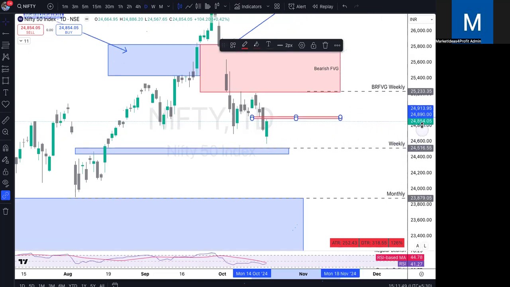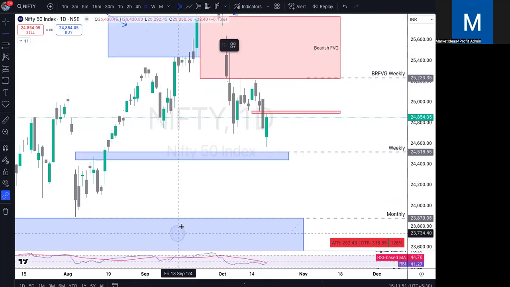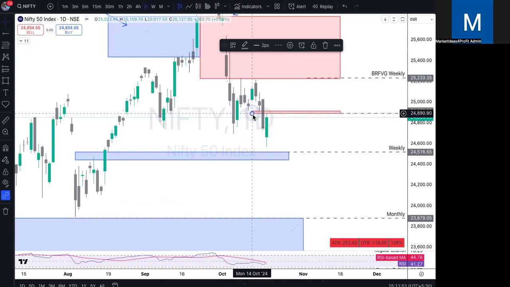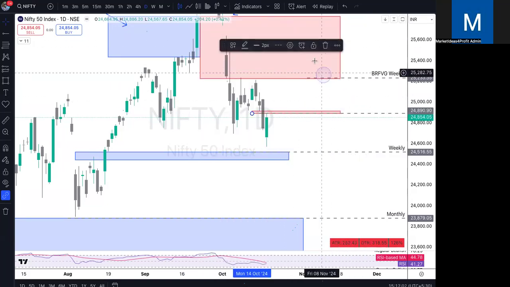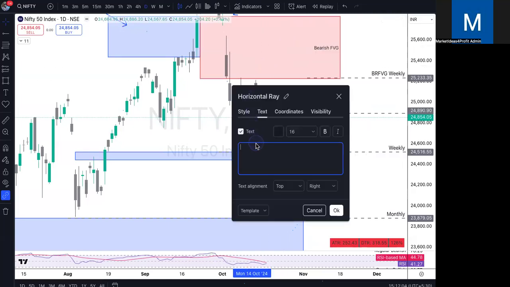A bearish fair value gap developing here. And this is my sign. This is my proximal line for this. Again, we're going to do the same exercise. I keep on pressing this tab. I'm going to use the setting tab.